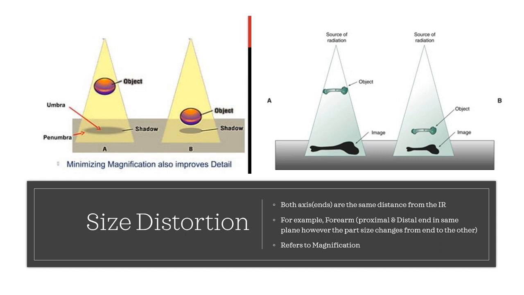Size distortion. Size distortion is represented when all axes of the structure demonstrate an equal amount of increase in size over the real object. No structure is truly directly placed on the IR. No structure is flat, meaning the actual bone is not directly sitting on the IR. You have soft tissue and muscle mass and so on. Use the shortest OID and the longest SID feasible for the part to keep the size distortion to a minimum. Both axes ends are the same distance from the IR.